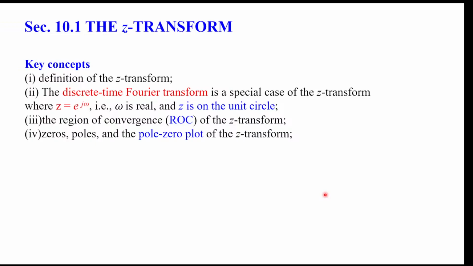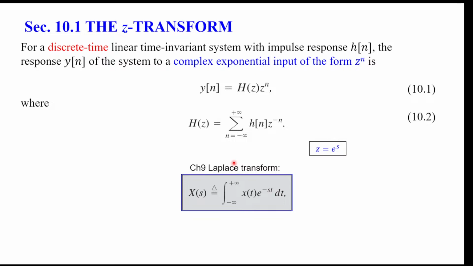We're going to do the definition of the z transform, and just like the Laplace transform, we'll see that the Fourier transform, this discrete time Fourier transform, is a special case of the z transform. And then we have our ROC, and we have our pole zero plot. We start with motivation.